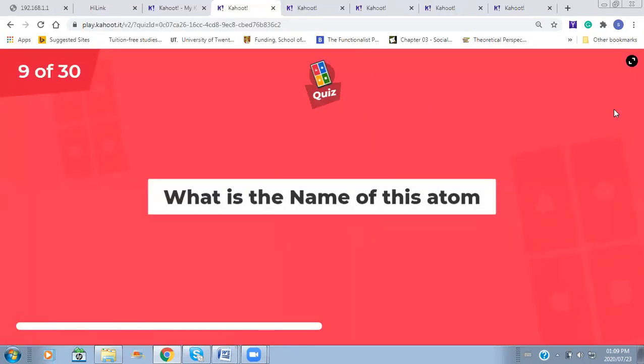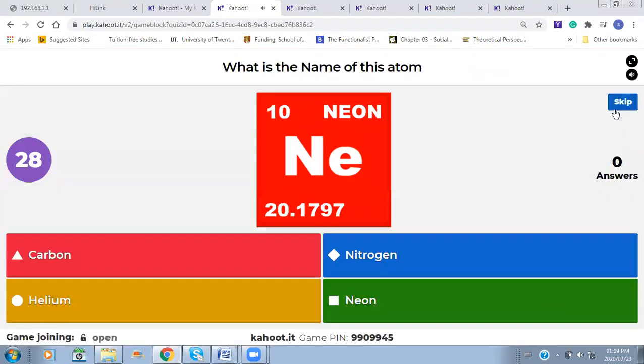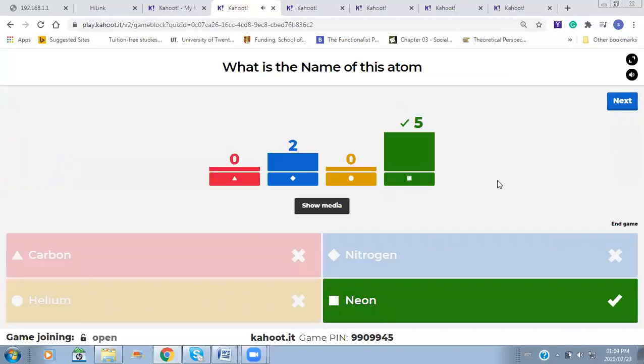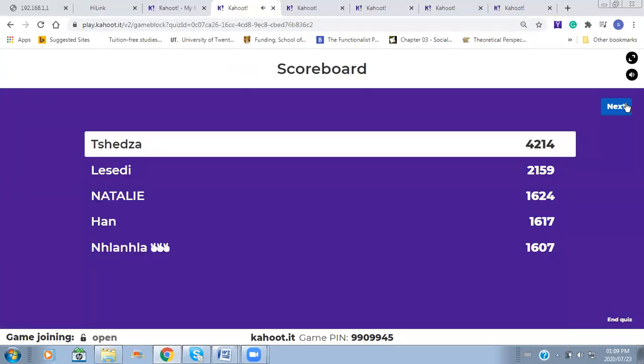What is the name of this atom? You just need to look at the diagram or the picture. What is the name? The clock is ticking. Very good. Five of you got it right, two got it wrong. But let's see who answered first. Yes, Mosa, followed by Kristen. You also have Teresa. All right, let's get going.